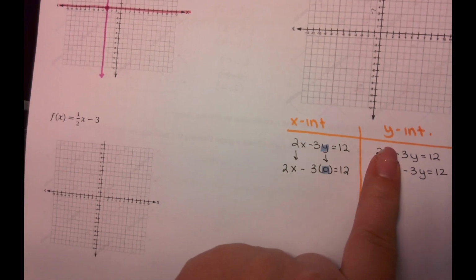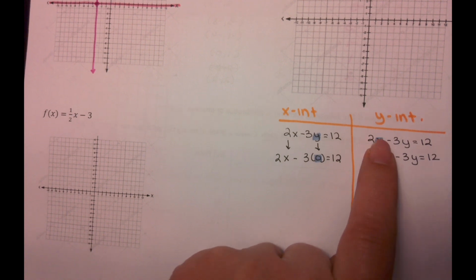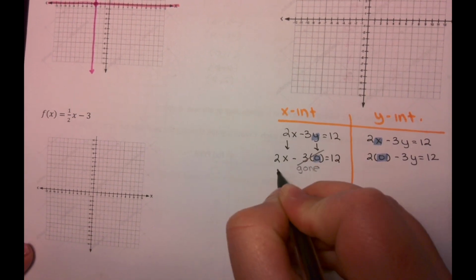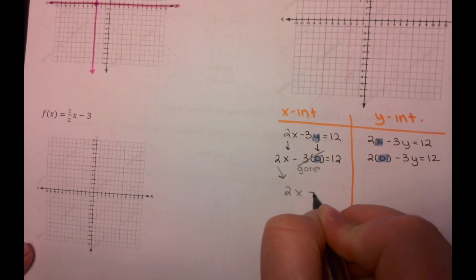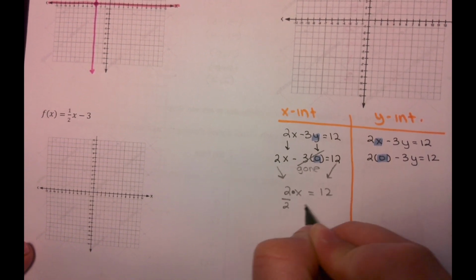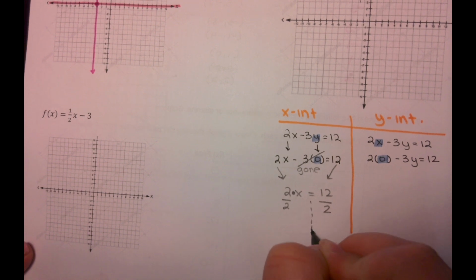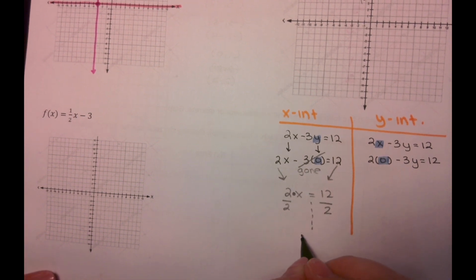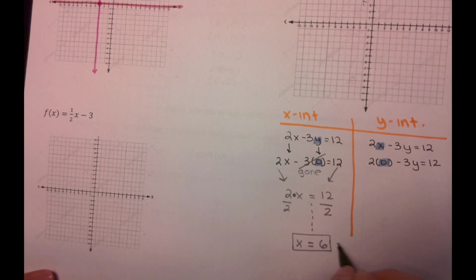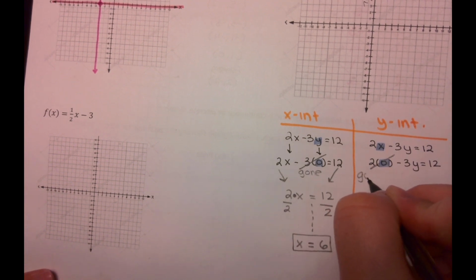If we cover this up, be careful because this one is a negative. So this is gone. And what we're left with is 2x equals 12. And we are going to solve a one-step equation by dividing by whatever number's in front of x. In this case, that is 2. So x is 6.